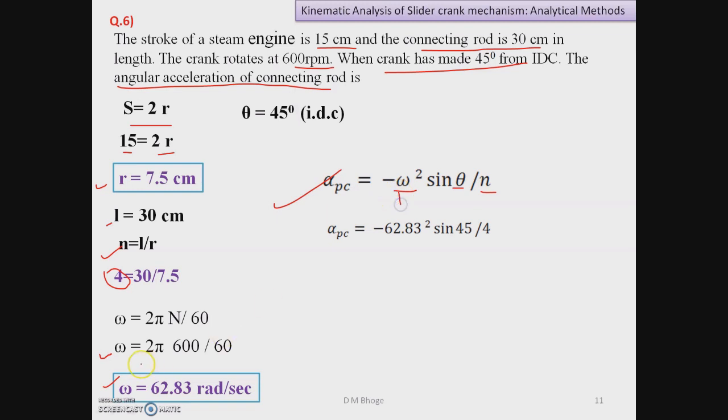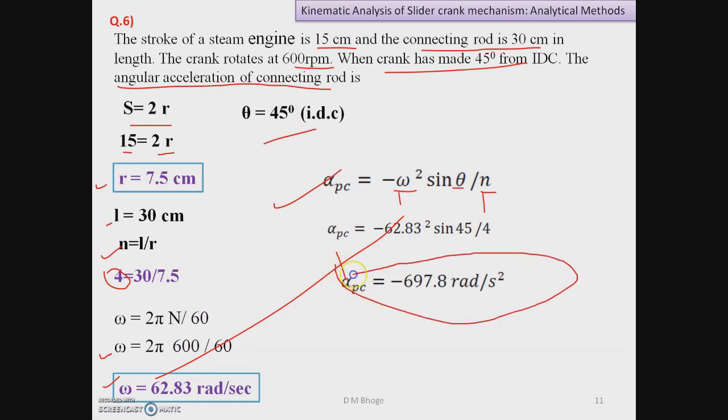Omega is 62.83, theta is 45 degrees, and n is 4. So we get alpha PC equals minus 697.8 radian per second square. Angular acceleration of connecting rod.